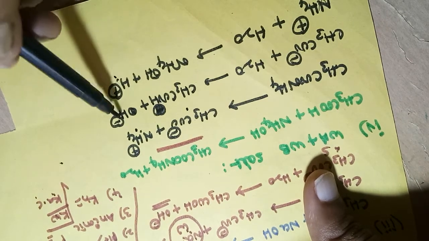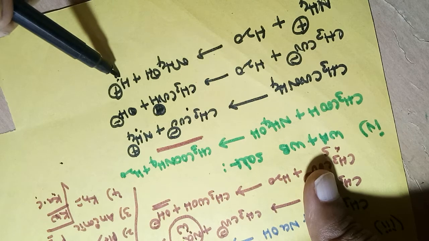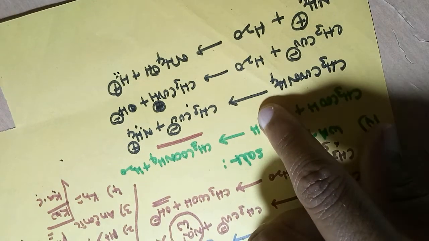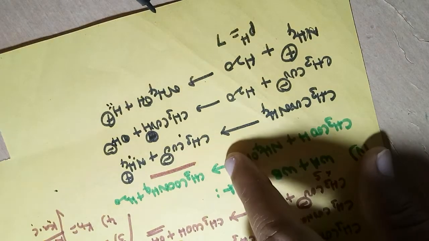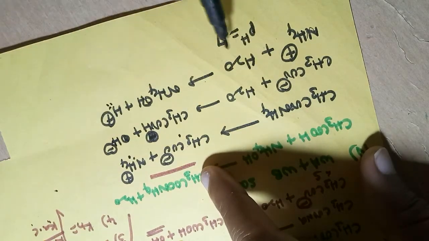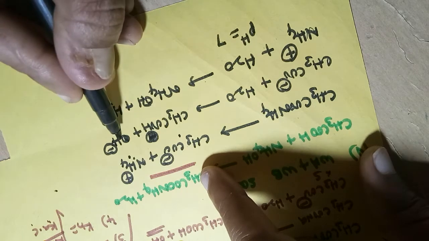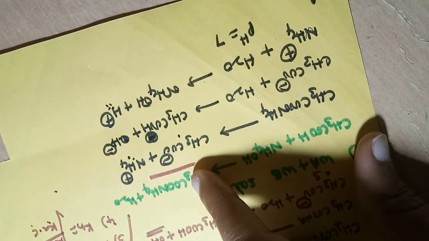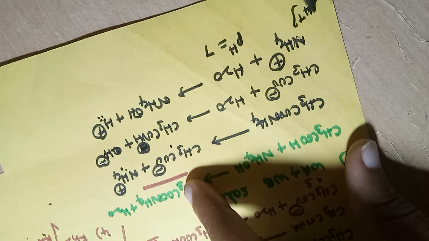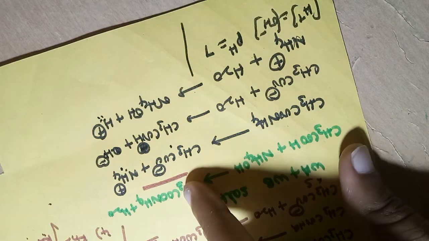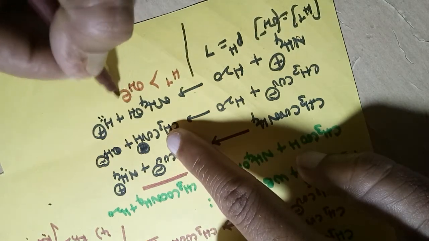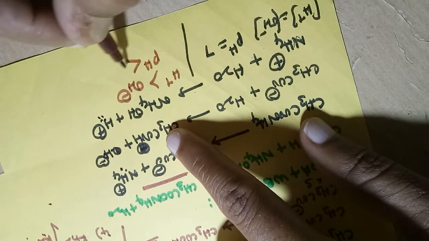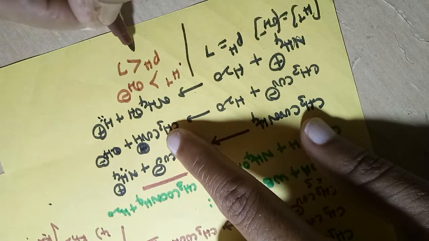If the H plus and OH minus ion concentrations are the same, the pH of the solution is equal to 7. Next, if the H plus ion concentration is more than that of the OH minus ion concentration, pH is less than 7, an acidic solution.